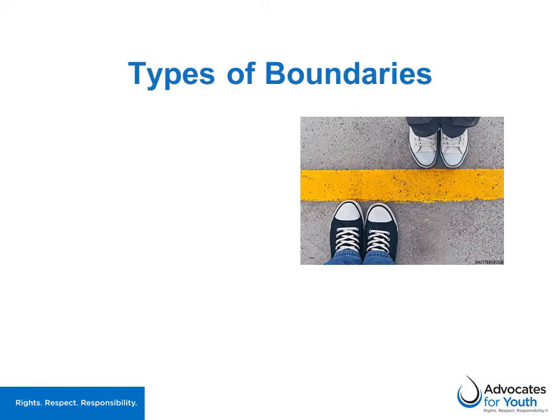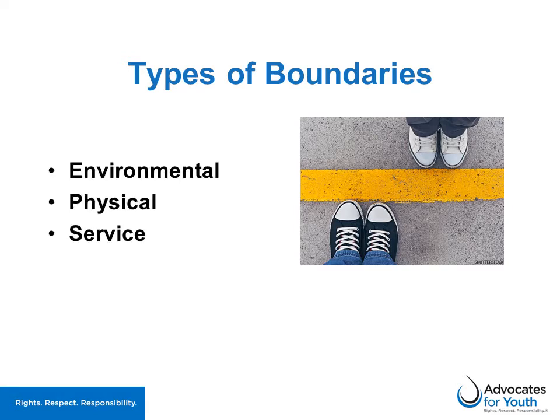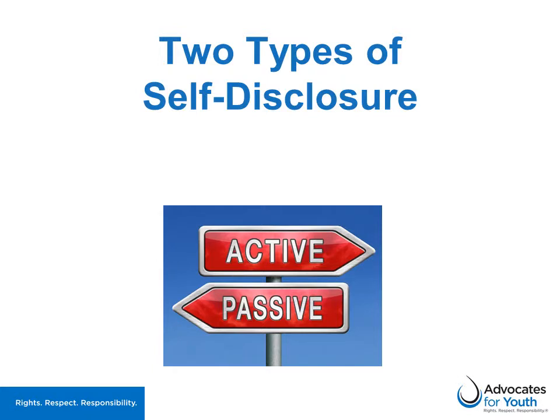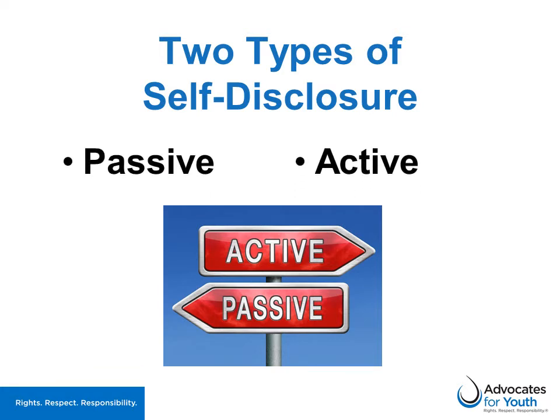There's a number of different kinds of boundaries. There's environmental, physical, service boundaries, process boundaries, and personal boundaries. And that's the kind we're going to be focusing on today. When we think about boundaries and self disclosure, there's generally two different kinds of disclosure that we'll be discussing. One is passive disclosure, and the other is active. Let's look at an example of each.